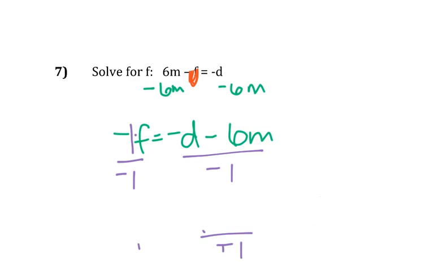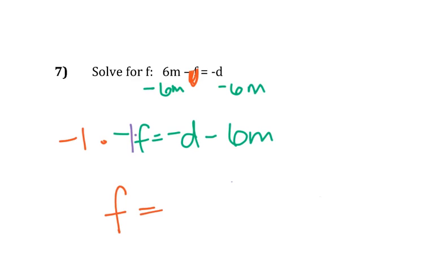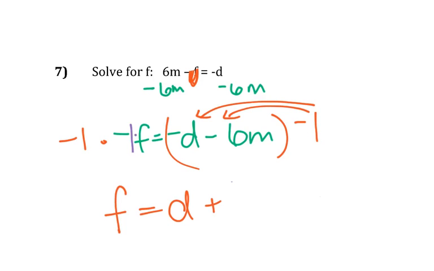Another thing you could do, negative 1 is kind of cool because you can do a couple different things. So another thing you could do is you could say, well, if I multiplied by negative 1, negative 1 times negative 1 is positive 1, so I just have f. You multiply this whole other side by negative 1, so you distribute. So you're going to have d plus 6m. And then that's the answer.